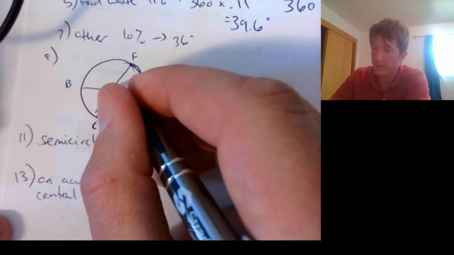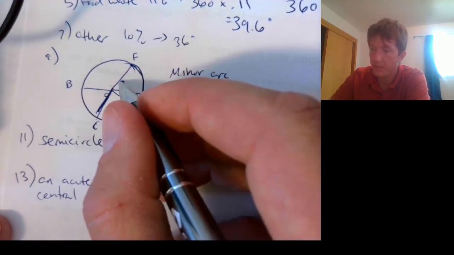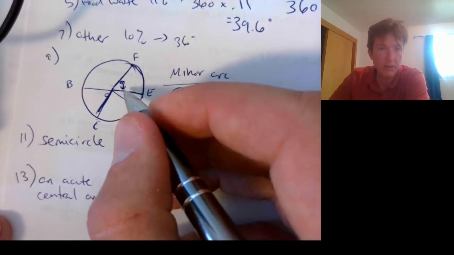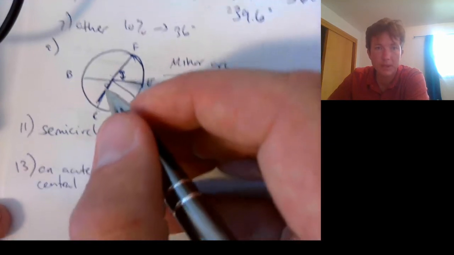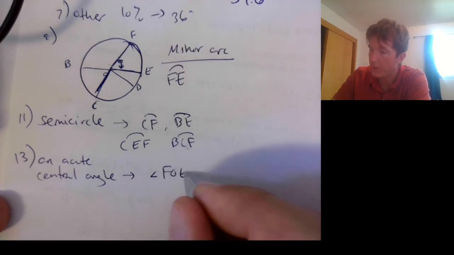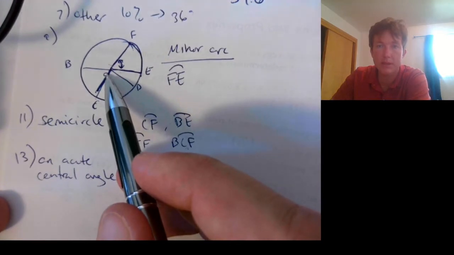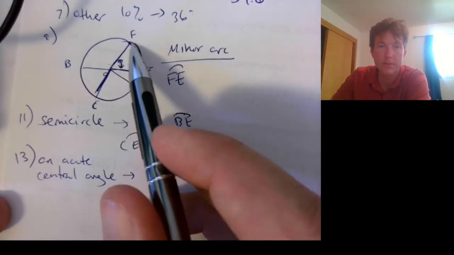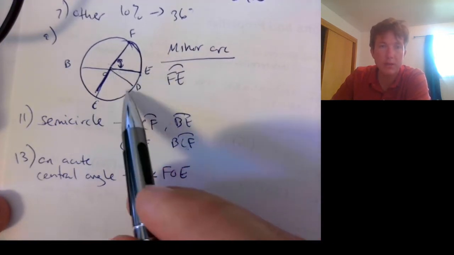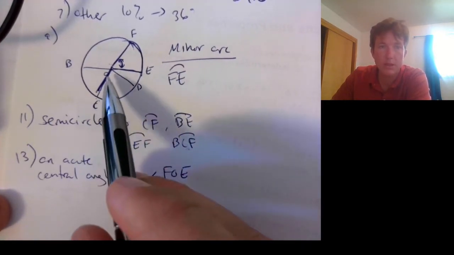So, for example, this space right here, from this line to this line, would be a central angle. This would be acute since it's less than a 90-degree angle. So we could say that the angle FOE, remembering that the O is the center point, that's where the vertex is, would be an acute central angle. Another one would be EOD, or DOC, or COB.